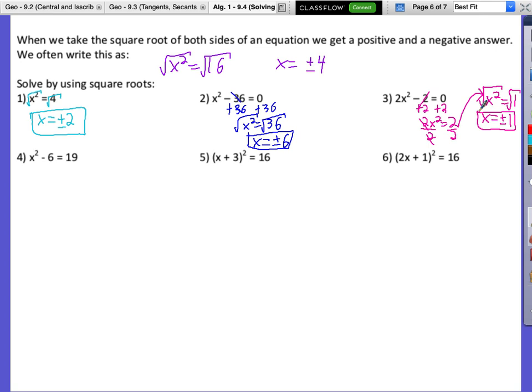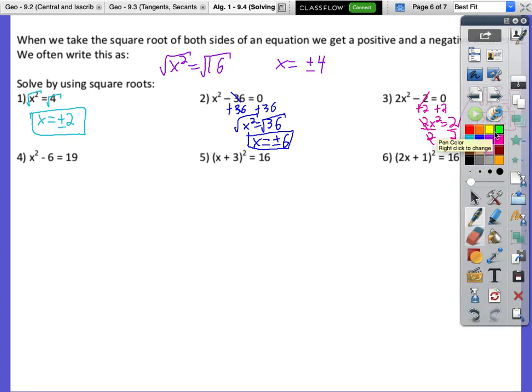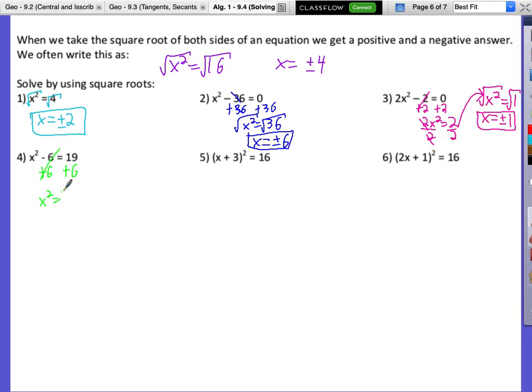Okay, let's look at number 4. So our first step is to isolate the square term. How do we go about isolating the square term in this one? Add 6. Now that x squared, the square term, is isolated, what are we going to do? Square root both sides. Undo the square. Squares and square roots undo each other, just like addition and subtraction undo each other. They're inverse operations. So we're left with what on the left side? X. The square root of x squared is x. And then?